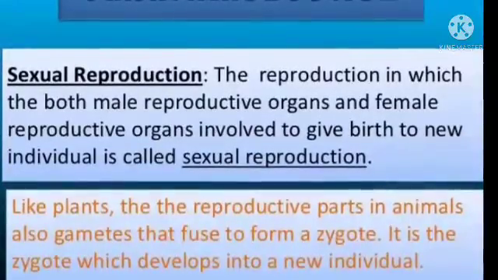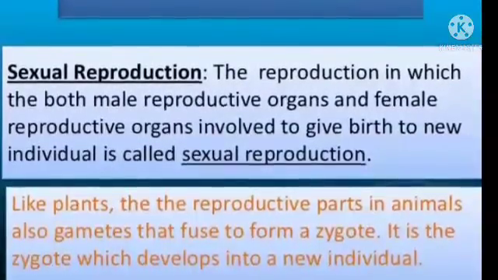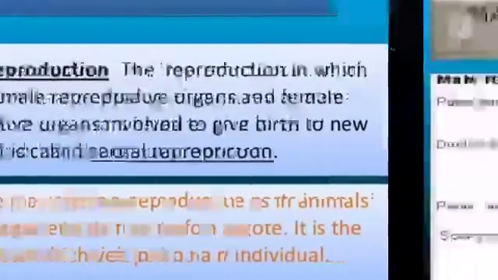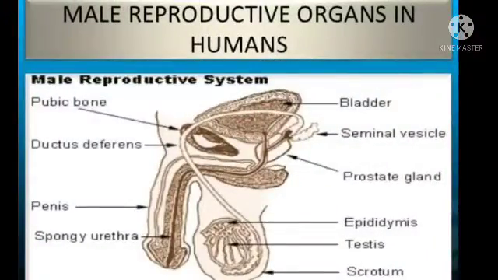Here is a picture showing male reproductive organs in humans. Male reproductive organs. The male reproductive organs include a pair of testes, two sperm ducts, and a penis. The testes produce male gametes called sperms. Millions of sperms are produced by the testes.